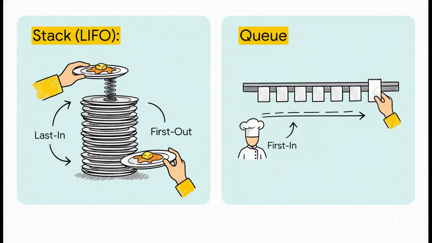So let's put them side by side. A stack is like that pile of plates. The last one on is the first one off, LIFO. But a queue is like the line of order tickets that come into the kitchen. The chef has to handle the first order that came in first, right? That's FIFO. One is a pile, the other is a line. Two different ways of organizing for two different purposes.